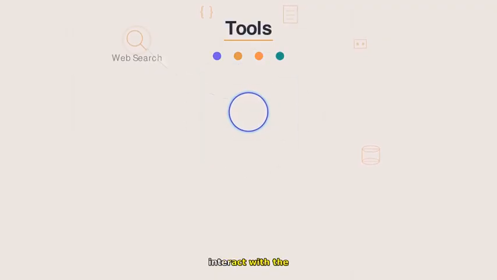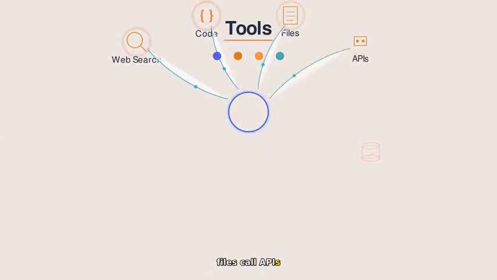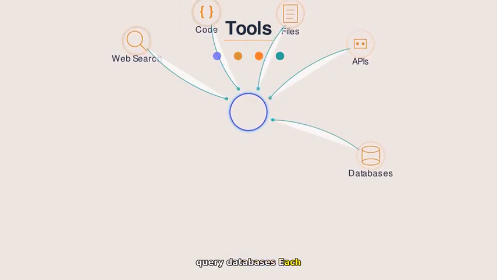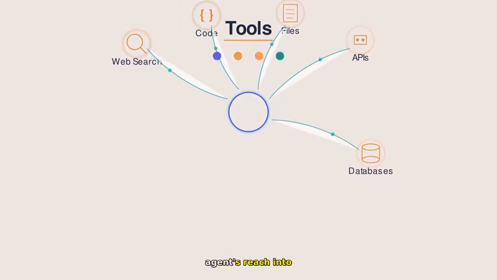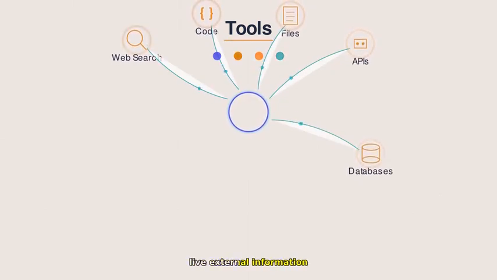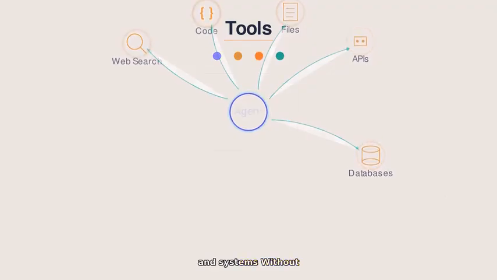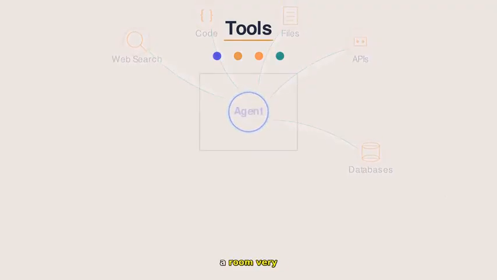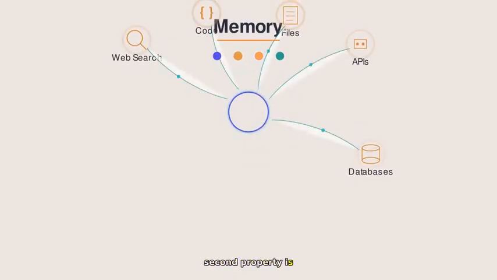The first property is tools. An agent can interact with the world beyond the content of its training data. It can run web searches, execute code, read and write files, call APIs, query databases. Each tool extends the agent's reach into live, external information and systems. Without tools, the model is sealed in a room, very intelligent, but only able to reason about what it already knows.